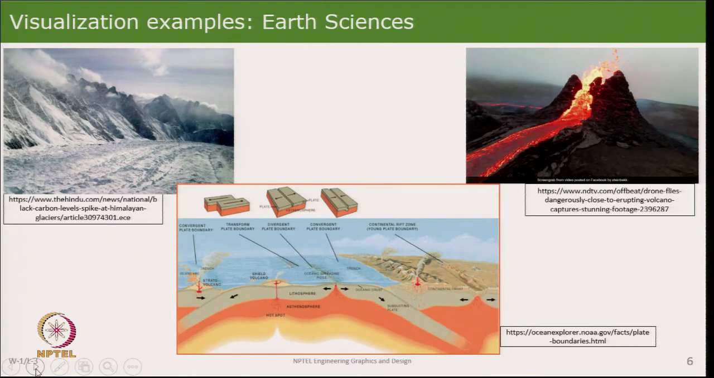The next example is from earth sciences, and on the left here is a picture of a Himalayan glacier, where several things are happening to this glacier because of climate change. And there are a lot of good pictures where people have photographed the same glacier from a point over many months, and then learnt how the glacier grows and shrinks.